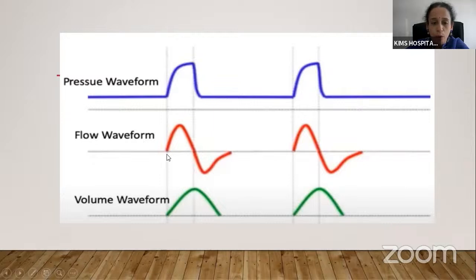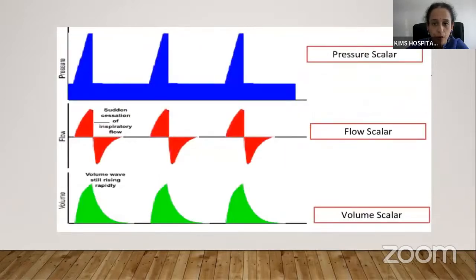So this is the flow waveform. It is biphasic, with both positive and negative deflection. The one above this line is the positive deflection. It has a rapid accelerating phase and a decelerating phase. Similarly, there is an expiratory part which also has two phases, and here the breath ends. This is the volume waveform which shows the tidal volume, the maximum tidal volume which is delivered to the baby. Okay, so these are the pressure, flow, and volume scalars.